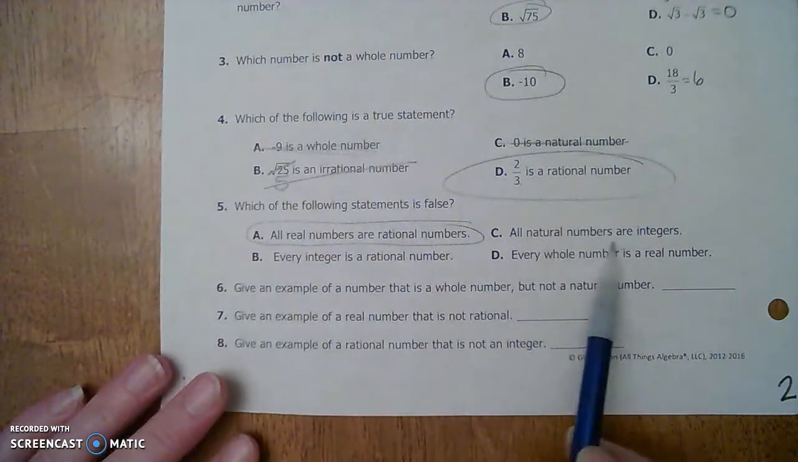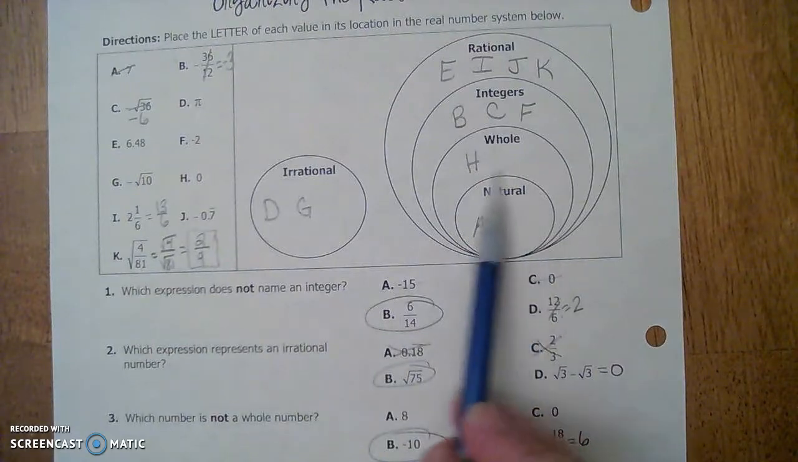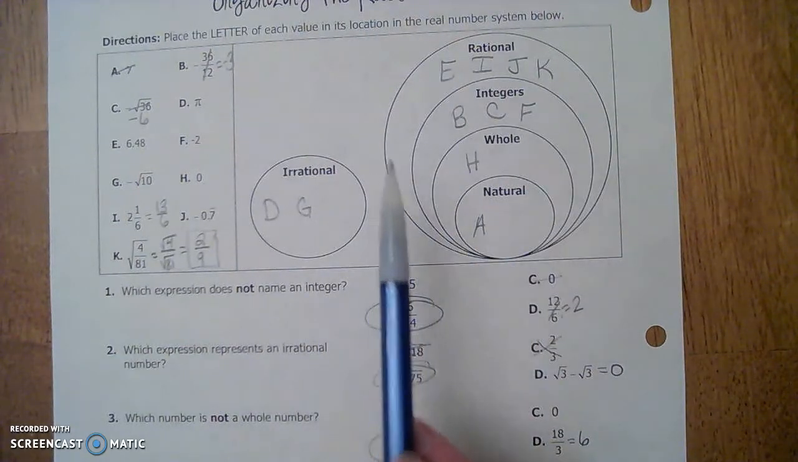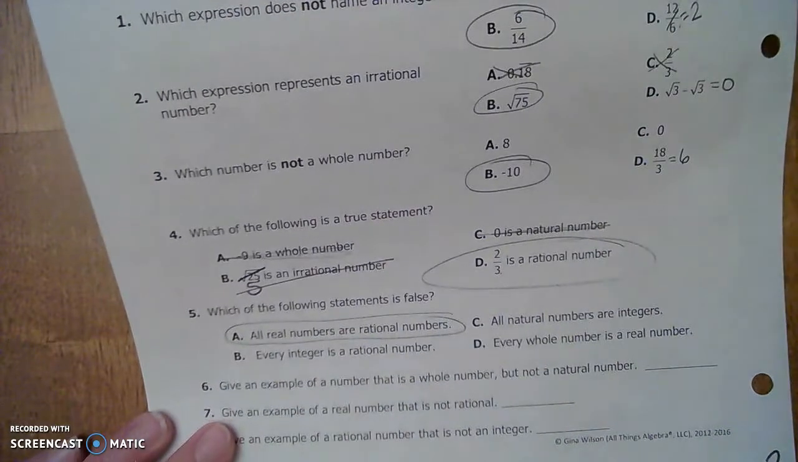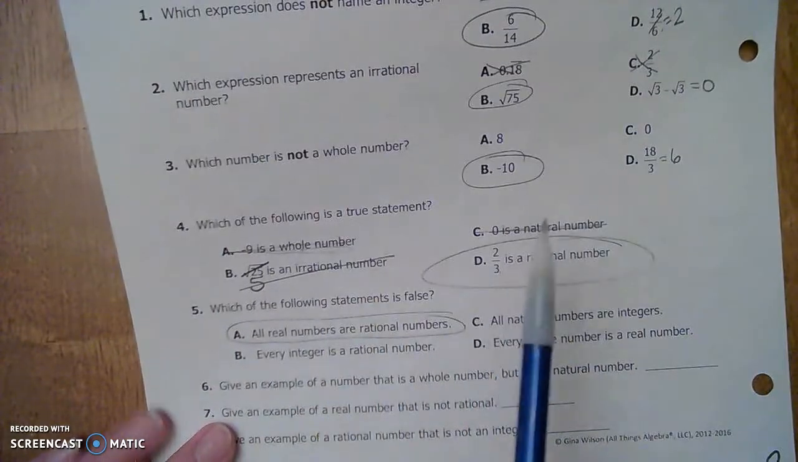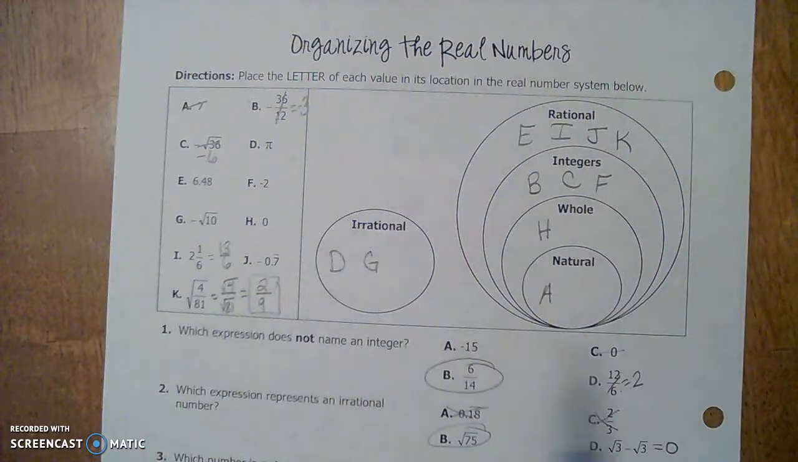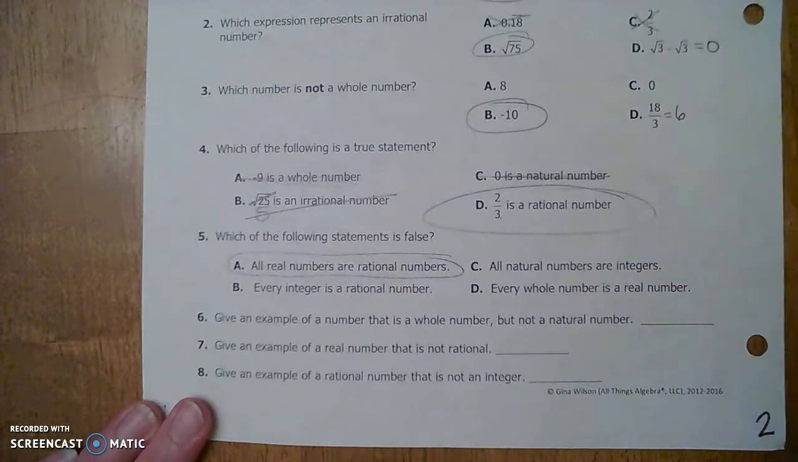All natural numbers are integers. So again, this one you can look up here. Here's the small natural number circle. It is within the integer circle, so that one is true. Every integer is a rational number. Same thing. Here's our integer circle inside the rational numbers. If it's an integer, it is definitely rational because you can write it over 1. Every whole number is a real number. Every number we're going to work with is a real number, so that one's going to always be true.